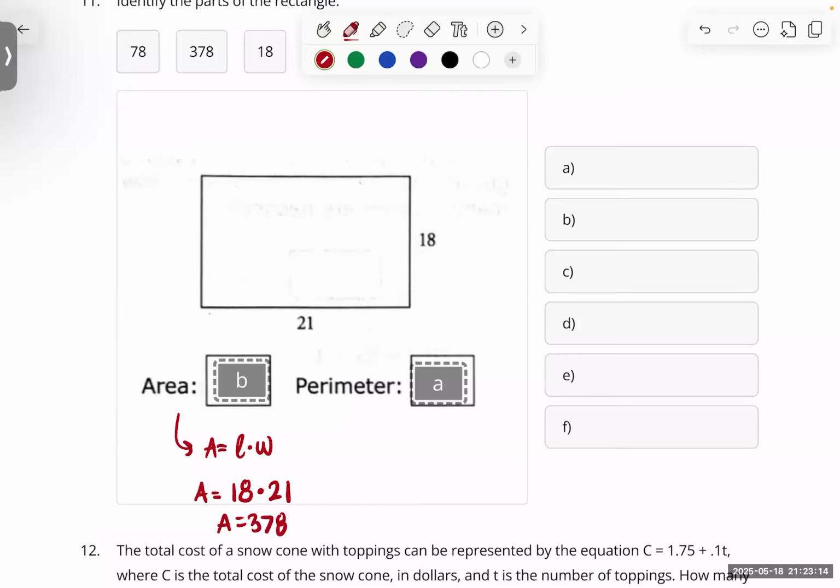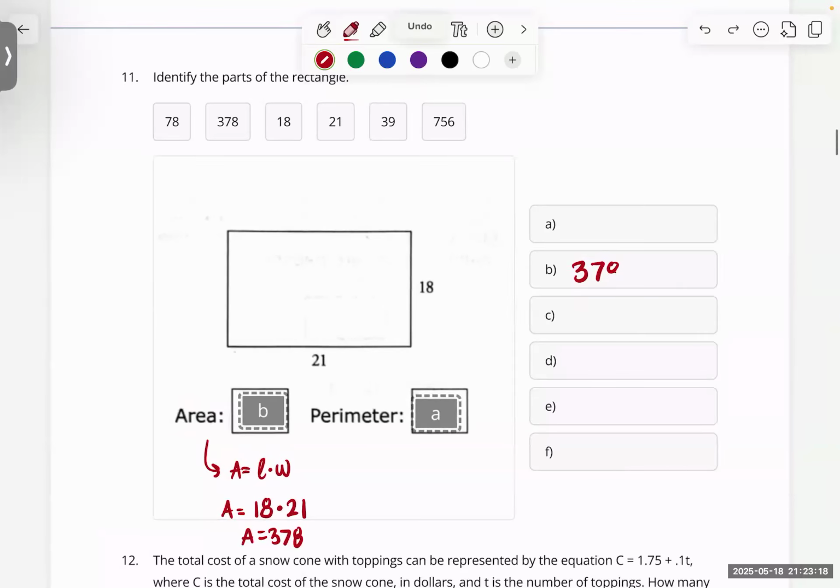And 18 times 21 is 378. So when you're on the computer, you're going to take that number and you're going to drag it to the B, to where it says B. It's as simple as that.